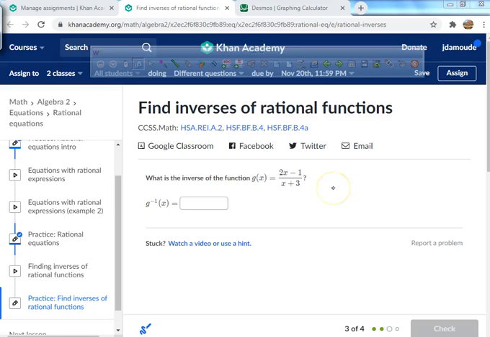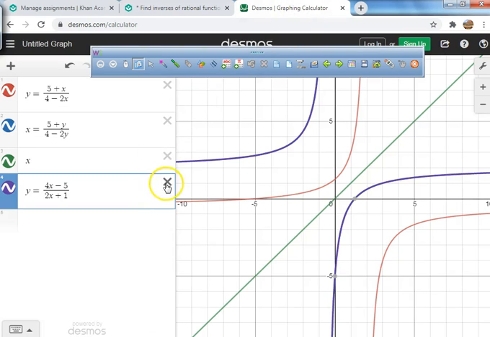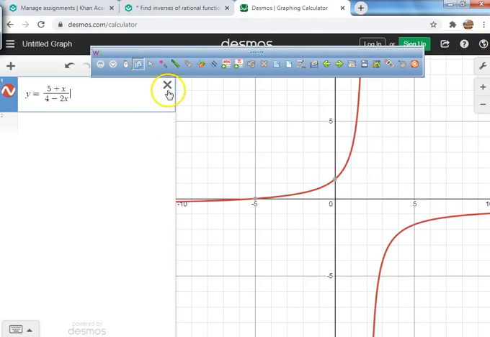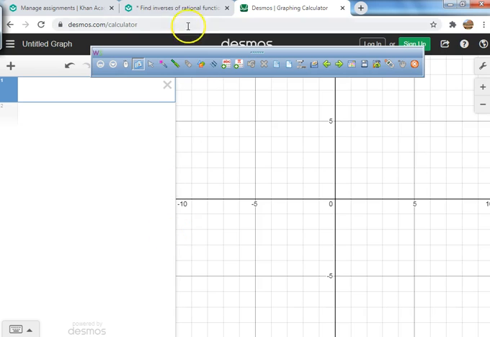So in this particular video, we're going to learn how to find inverses of rational functions. We have a rational function here: g of x equals 2x minus 1 over x plus 3. Make sure when you're watching that you have the Desmos graphing calculator. I'm going to show you how to use it and how to test your answers to see if you get them right.